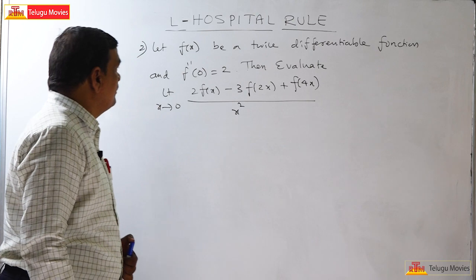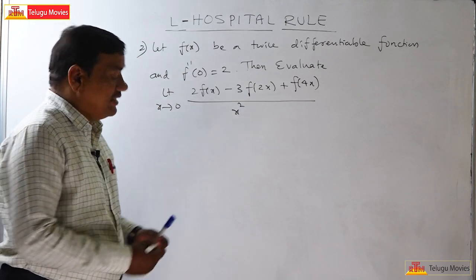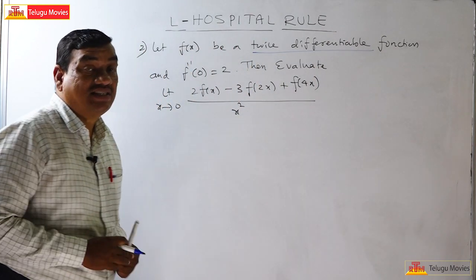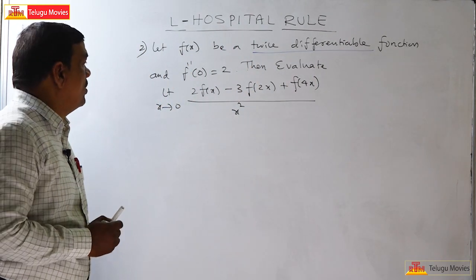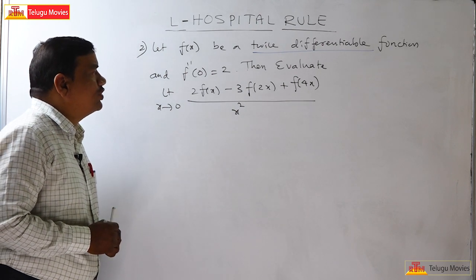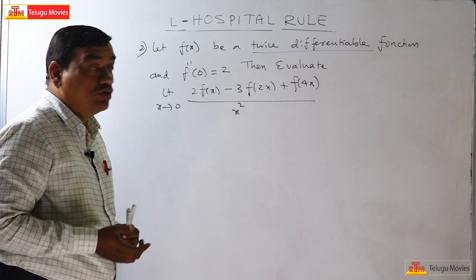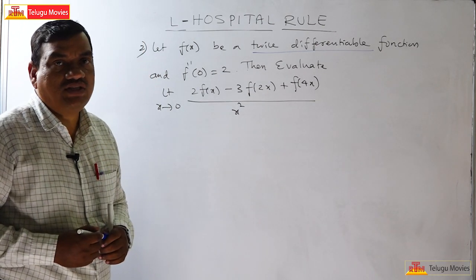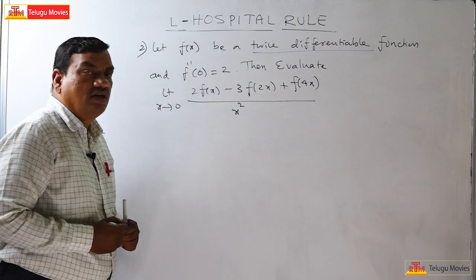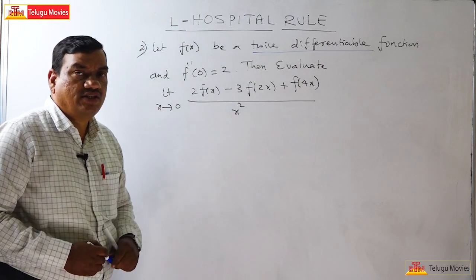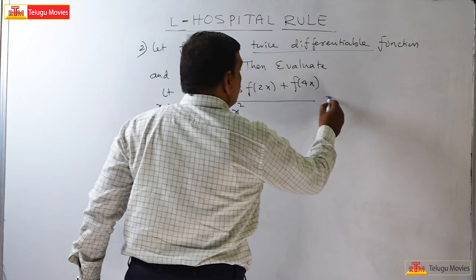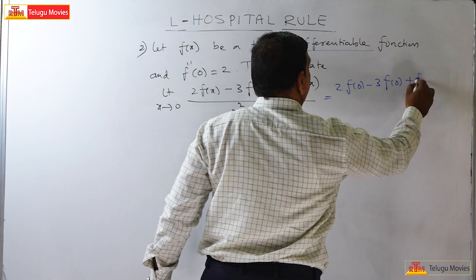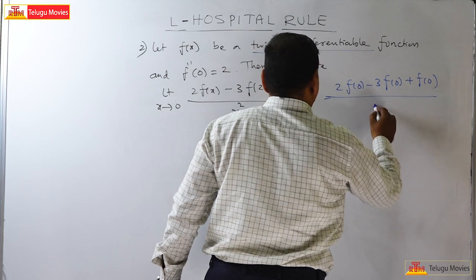Welcome to this problem. Let f of x be a twice differentiable function. That means the derivative exists, and the second derivative also exists. The function has f double dash of 0 is equal to 2; the second derivative at x is equal to 0 has value 2. Then evaluate this limit of this function. Generally students will immediately substitute x is equal to 0. Let us see what happens. So this is equal to 2 into f of 0, 3 into f of 0, that is f of 0 by 0.